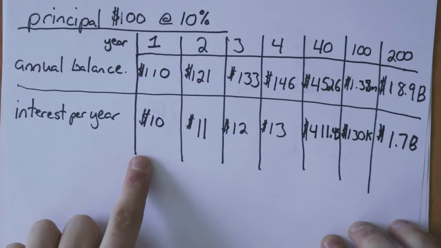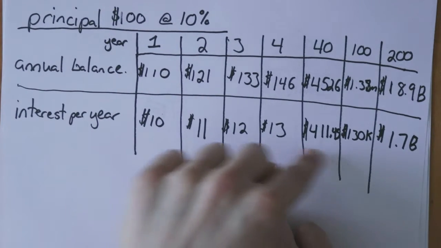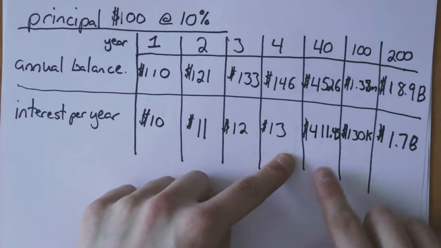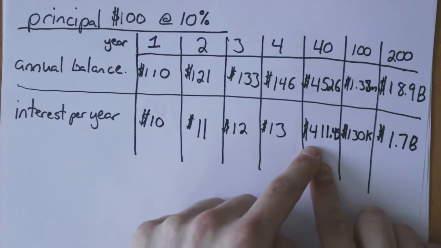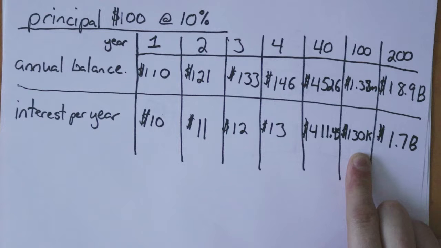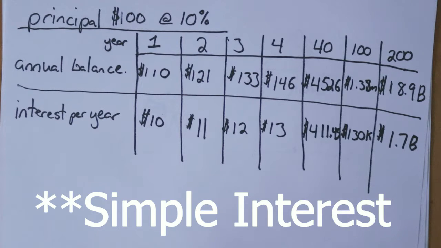Now your interest per year, this is the difference. Rather than $10, $10, $10, $10, $10, you're getting $10, then 11, then 12, then 13, and then by year 40, you get $411.45. By year 100, you'd have $130,000 interest. So you can see it compounds and grows and increases substantially as opposed to just a regular interest rate.